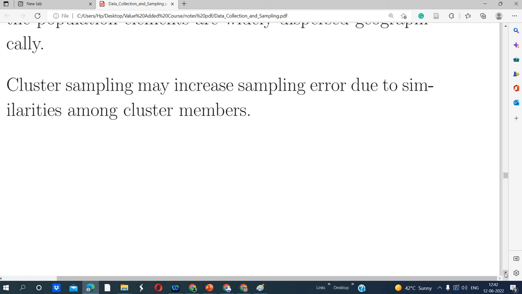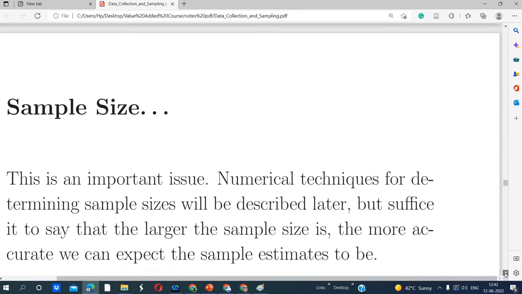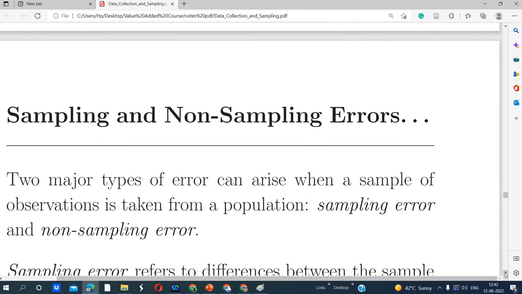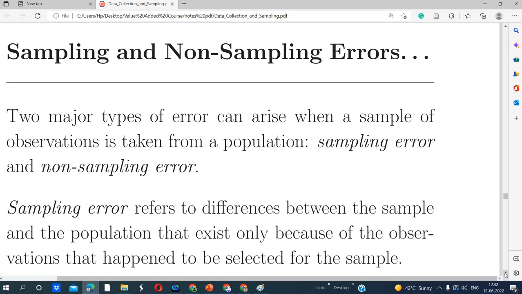In cluster sampling, increased sampling error can occur due to similarities among cluster members. Sample size is an important issue. Numerical techniques for determining sample size will be described later. So these are all non-sampling errors.